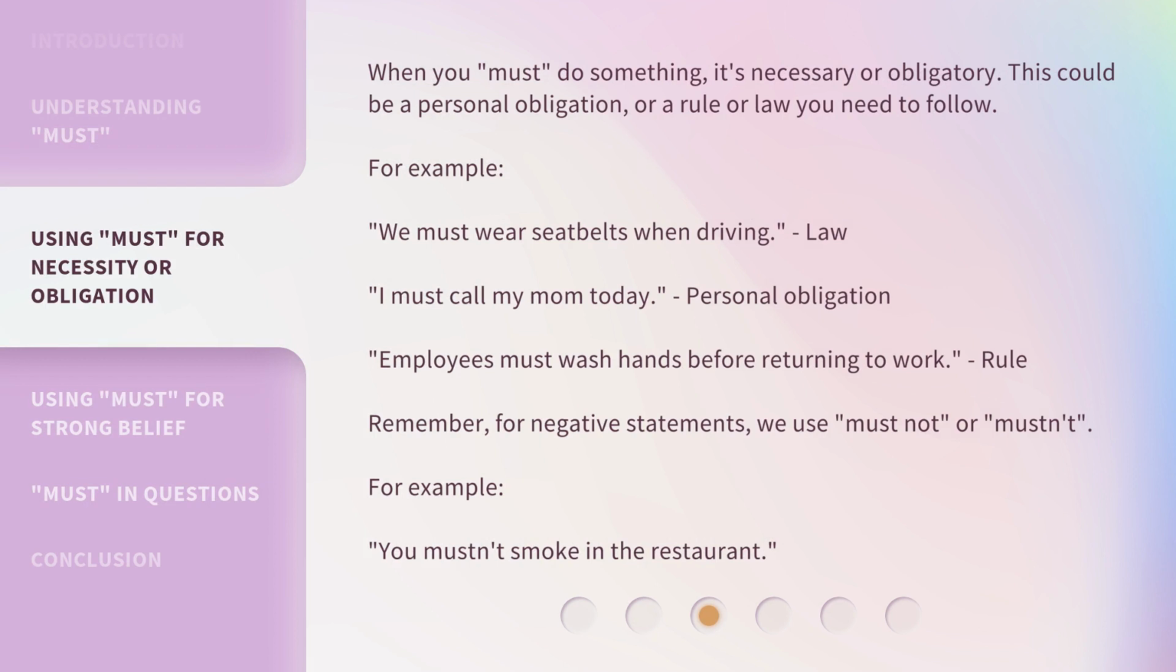When you must do something, it's necessary or obligatory. This could be a personal obligation, or a rule or law you need to follow. For example, we must wear seat belts when driving. Law. I must call my mom today. Personal obligation. Employees must wash hands before returning to work. Rule. Remember, for negative statements, we use must not or mustn't. For example, you mustn't smoke in the restaurant.